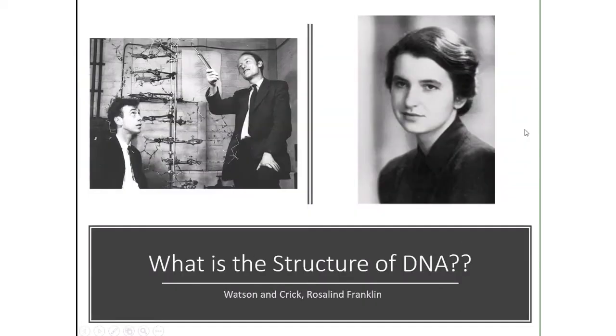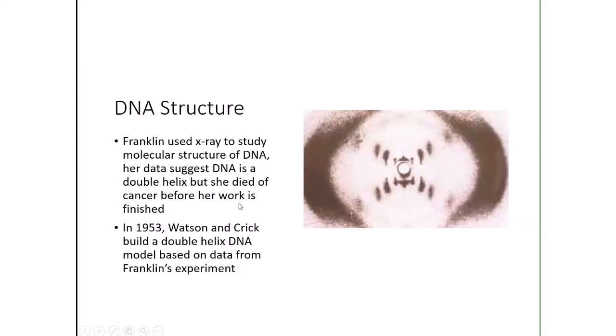The next big thing that needed to be done was to determine the structure of DNA, and that was based on the work of Rosalind Franklin as well as Watson and Crick. So Rosalind Franklin used X-ray to study the molecular structure of DNA, and her data actually suggests that the DNA is a double helix.